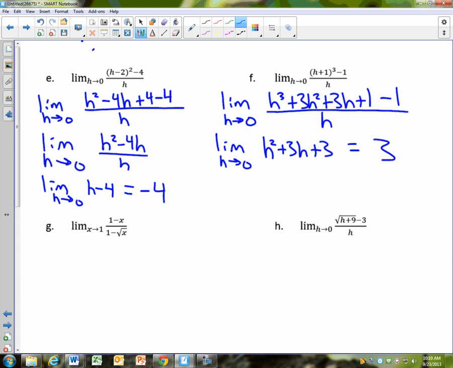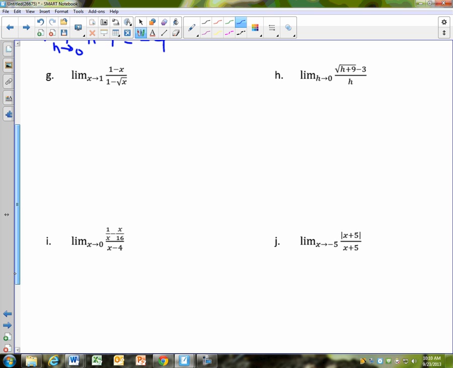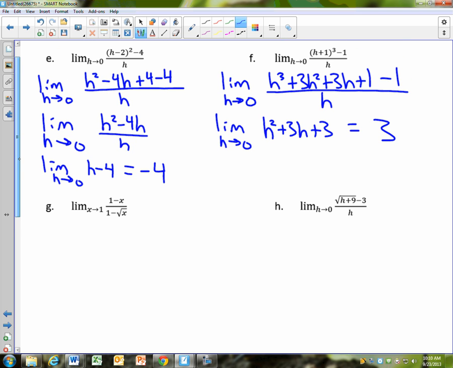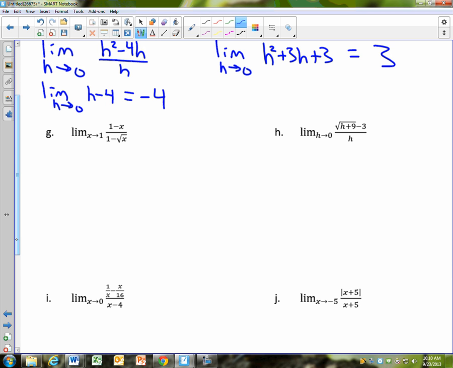Any questions on that? Okay, let's try something more difficult. This is too easy. Okay, for G, I'm going to argue that the top will factor and allow something to cancel.